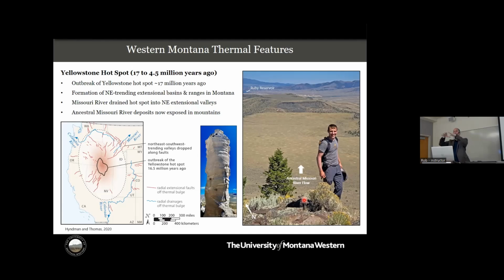So it extended, it broke, and it created basins and ranges that were northeast trending in Montana, and that started the Missouri River. The Missouri River started flowing through Montana 17 million years ago off the Yellowstone thermal bulge. How do we know that? Because of this. That is a tower of ash down by Dillon. That was a very bad day 10 million years ago.